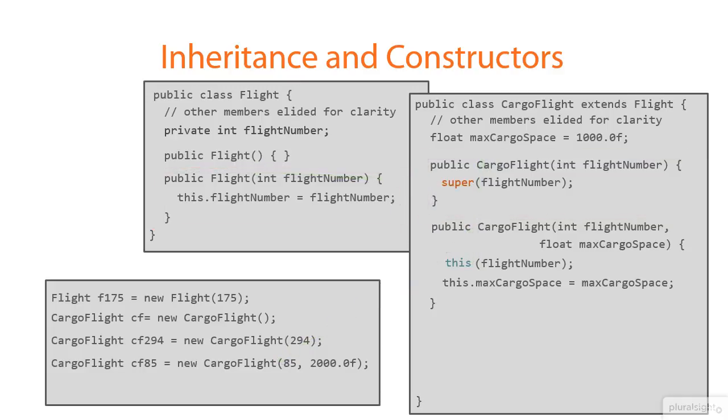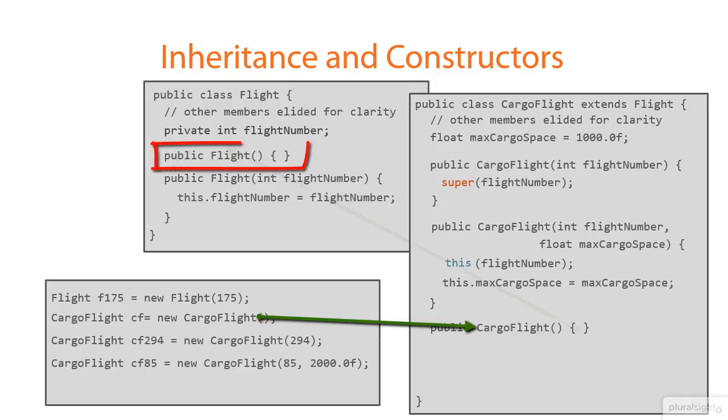Now something that's happened is that as we've added these two constructors to cargo flight, we've broken a line of code. The line of code where we created the cargo flight passing in no parameters no longer works. If we want to have that, we need to go ahead and add that to our cargo flight class. So now this code would build again, and when we call into our cargo flight constructor, it will then call into our flight class's constructor that takes no arguments. And that happens because we did not specify any base class constructor.